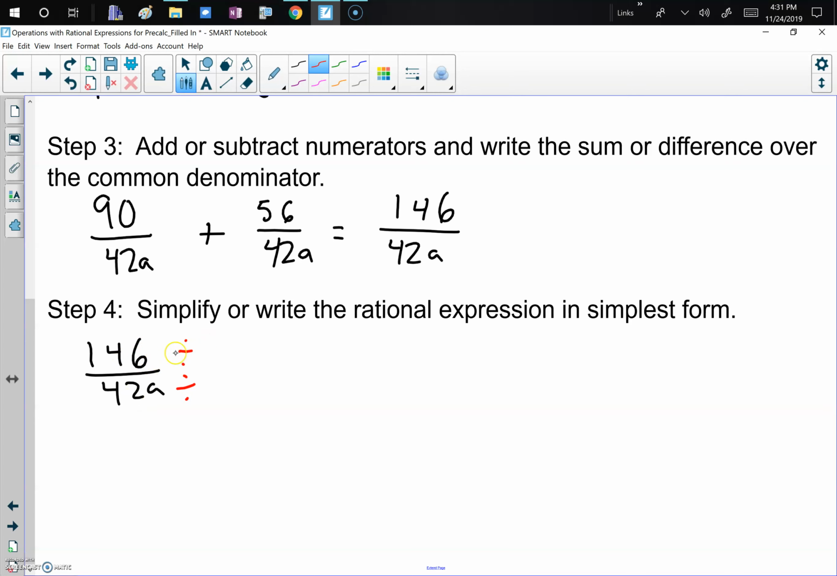So here I recognize that these are both even numbers, so I could go ahead and divide each of them by 2. When I do that, I get 73 after dividing 146 by 2. And 42 divided by 2 gives me 21. It looks like I might be able to divide by 3. Let me try that. 73 divided by 3. Nope, that doesn't work out. I know 21 is 7 times 3, so let's see if 73 divides evenly into 7. That doesn't work either. So there aren't any other factors that I see that could be divided out. So this would be my final answer in simplest form.